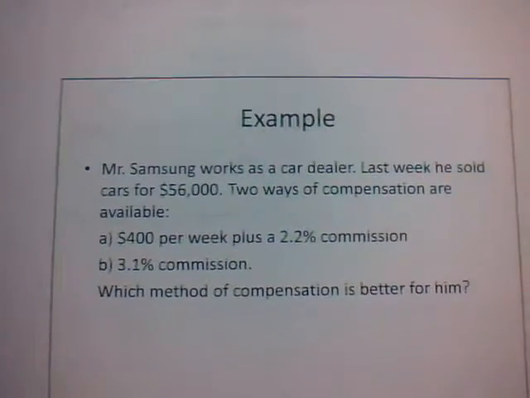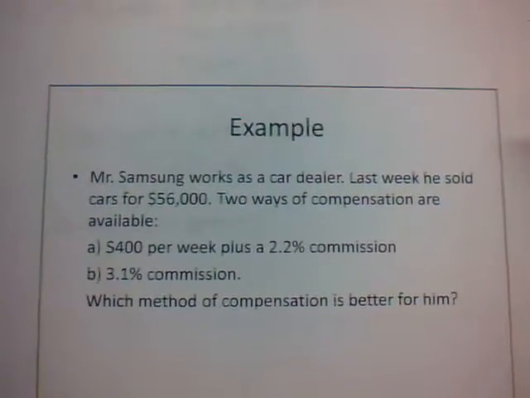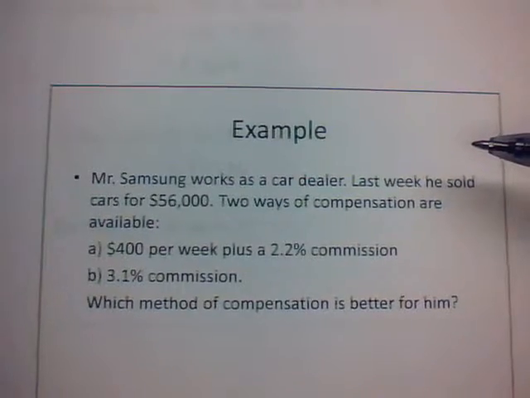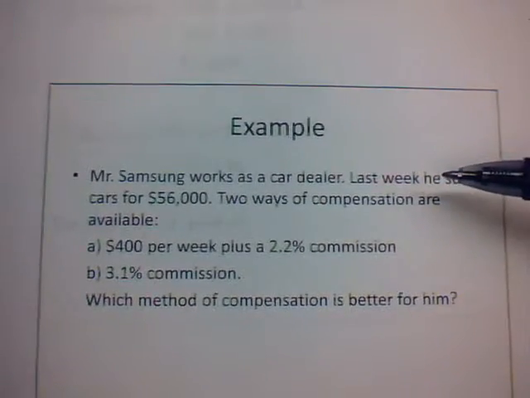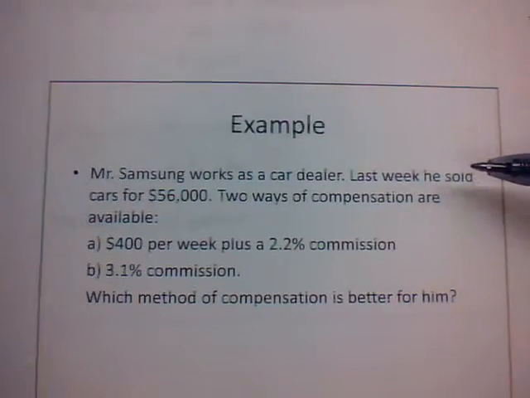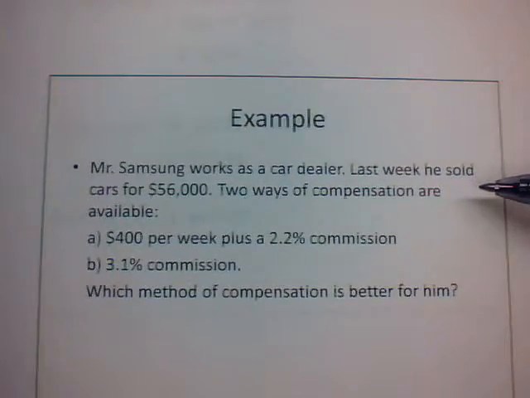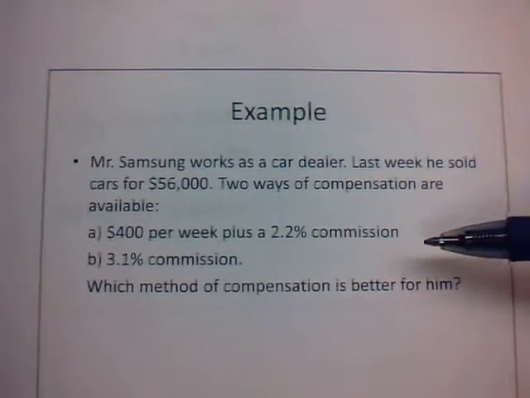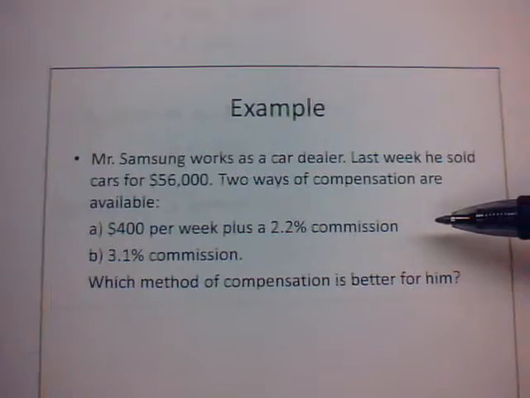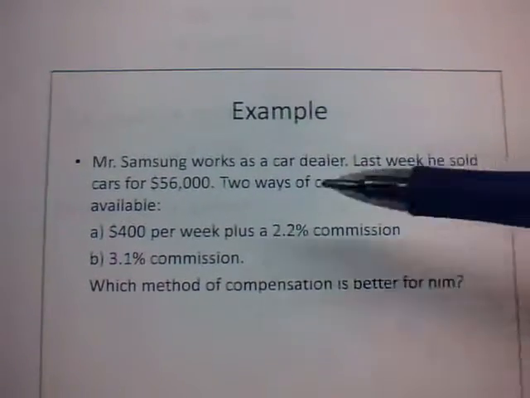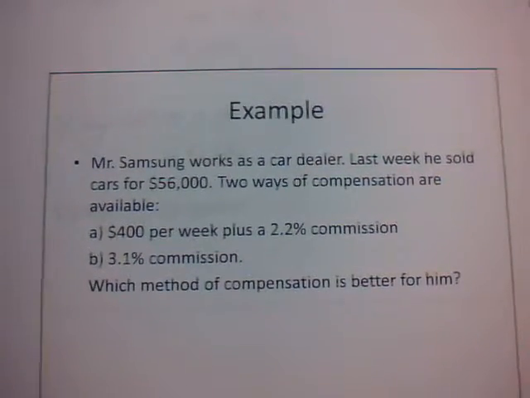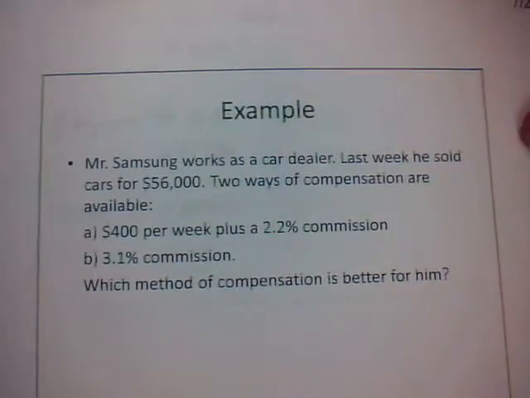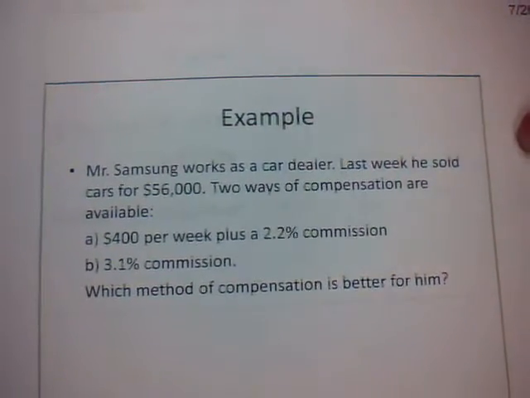All right, we're going to compare two things. Here, Mr. Samsung works as a car dealer. Last week he sold cars for $56,000. Two ways of compensation are available: $400 per week plus a 2.2% commission, or just a 3.1% commission. Which method of compensation would be better for him?